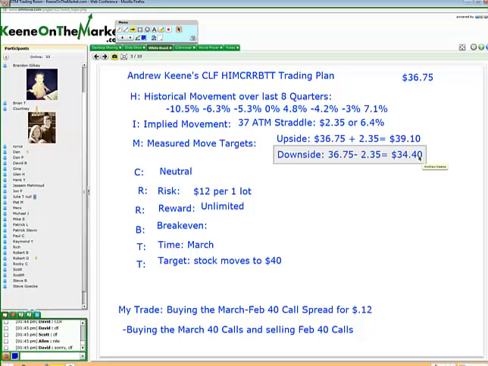So I'm going to look at a possible put fly, and I always want to sell the measure move target. You know, I've been selling some bearish call spreads. That hasn't been working out, and I've been losing money. A put fly is going to give me a better reward to risk setup.